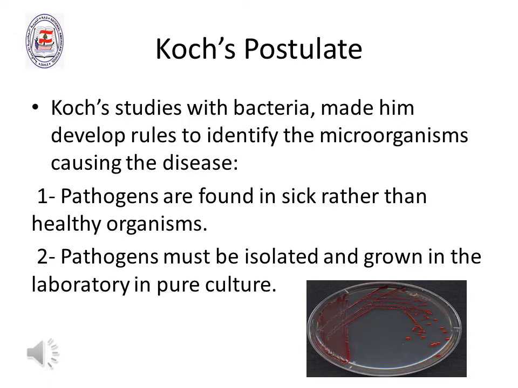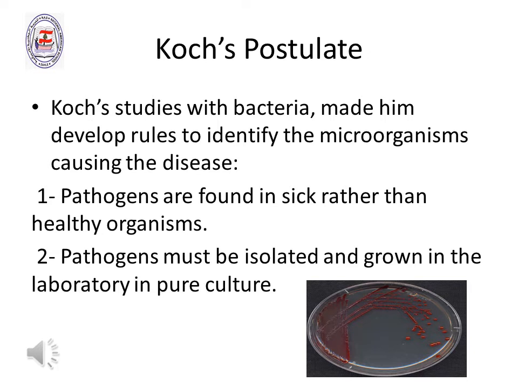Robert Koch is a German physician who established a postulate that was published in 1980. It's a four-step postulate that shows the relationship between a pathogen and a disease. Koch's studies with bacteria made him develop rules to identify the microorganisms causing the disease. Rule number 1: pathogens are found in a sick rather than a healthy organism. Pathogens must be isolated and grown in the lab in pure culture.